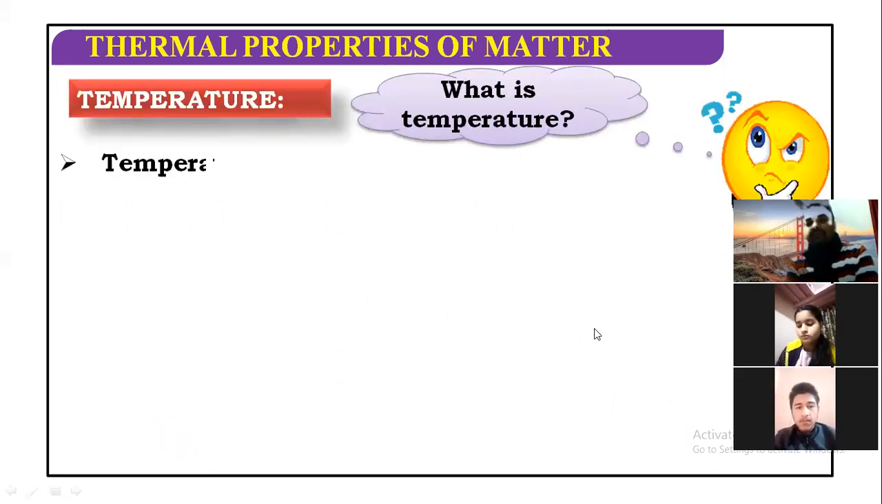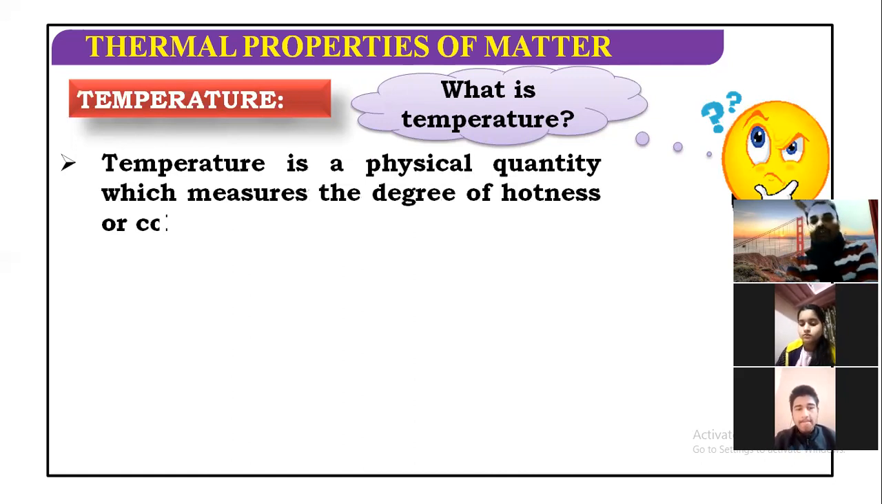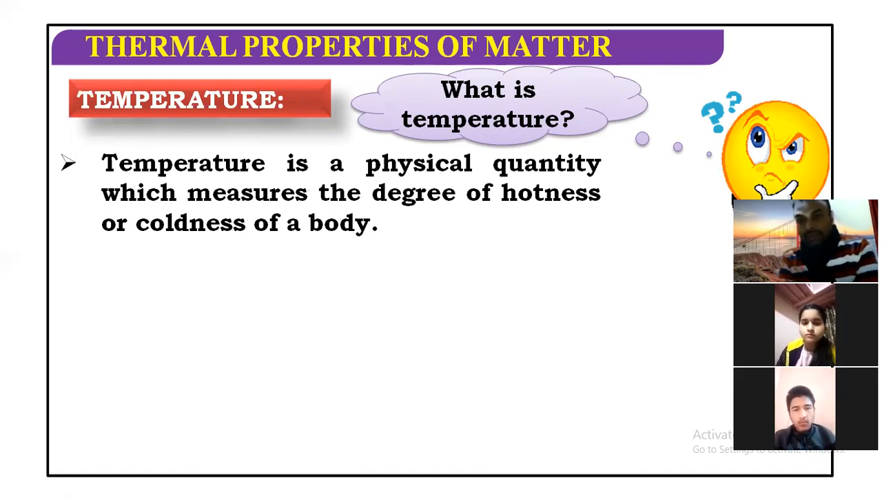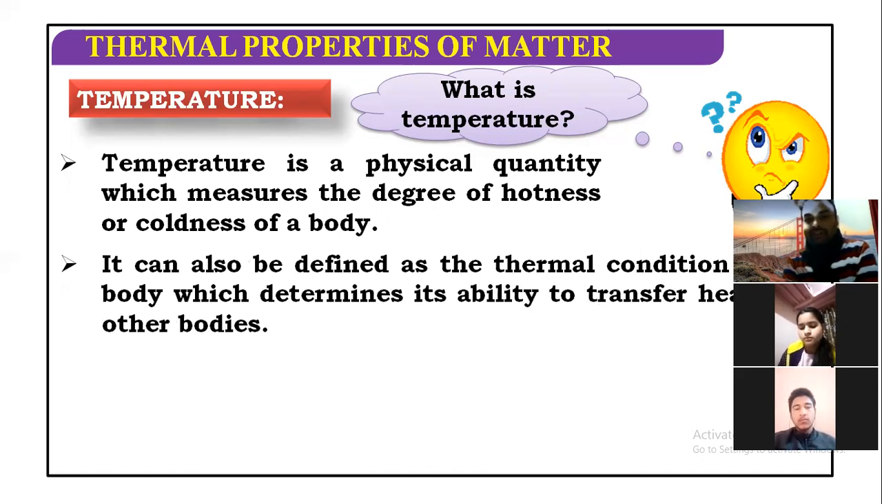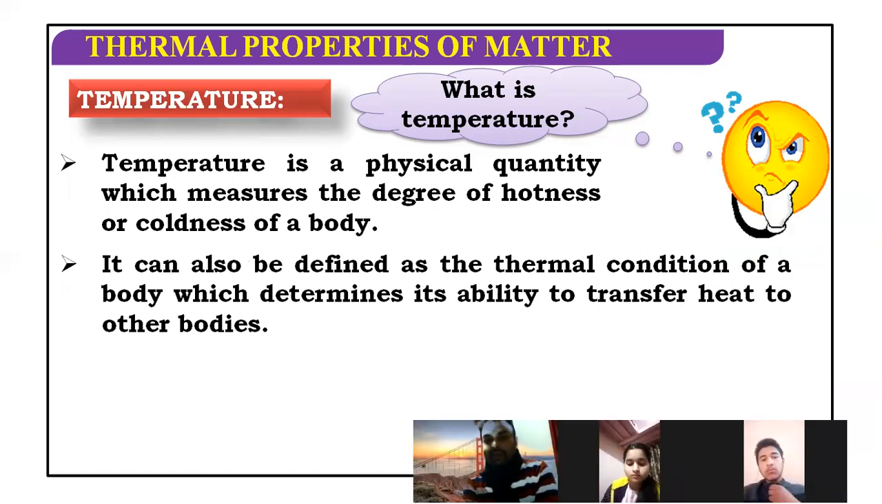Now, what is temperature? Already we discussed heat. Temperature is a very important and very interesting thing in this chapter. Temperature is a physical quantity which measures the degree of hotness or coldness of a body. How hot and how cold a body is, is defined with the help of a physical quantity which is called temperature. It can also be defined as the thermal condition of a body which determines its ability to transfer heat to another body.